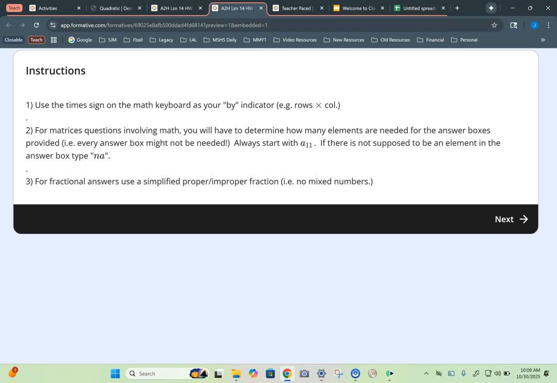We'll get to a question like that, and it'll make more sense when you see the question. And then again, for fractional answers, you're going to use a simplified, proper, and or improper fraction. No mixed numbers, okay? No decimals. Oops, I should have put those on the screen. There you go. You guys are looking at them, though, right? Okay, good. That's all that matters.